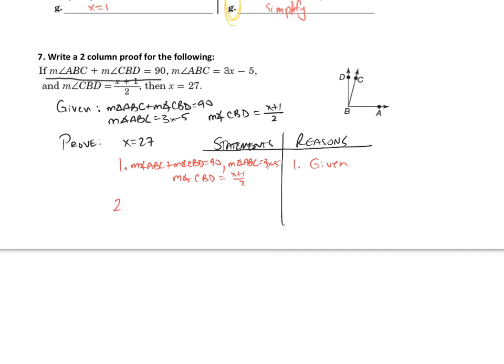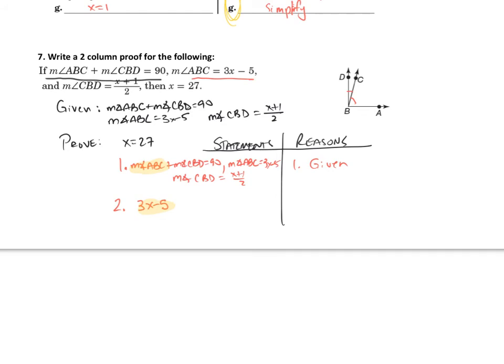So now let's see. I know that if I add these two, they told me I get 90. And they also told me that ABC is 3x minus 5. So let's put that in. So I'm going to say 3x minus 5. And look at what I did. I substituted this. Let's choose a different color. Let's choose this one. I substituted that right in there. And they told me what CBD is.